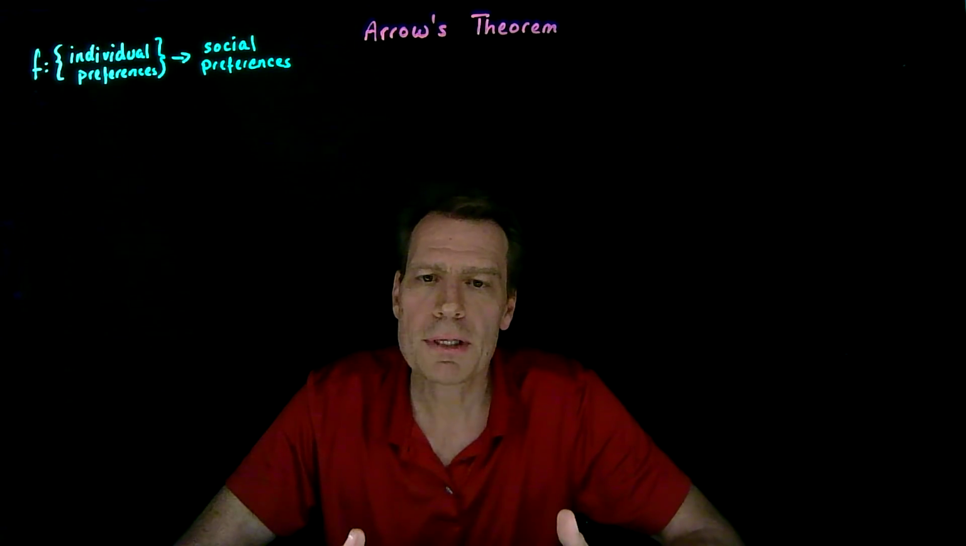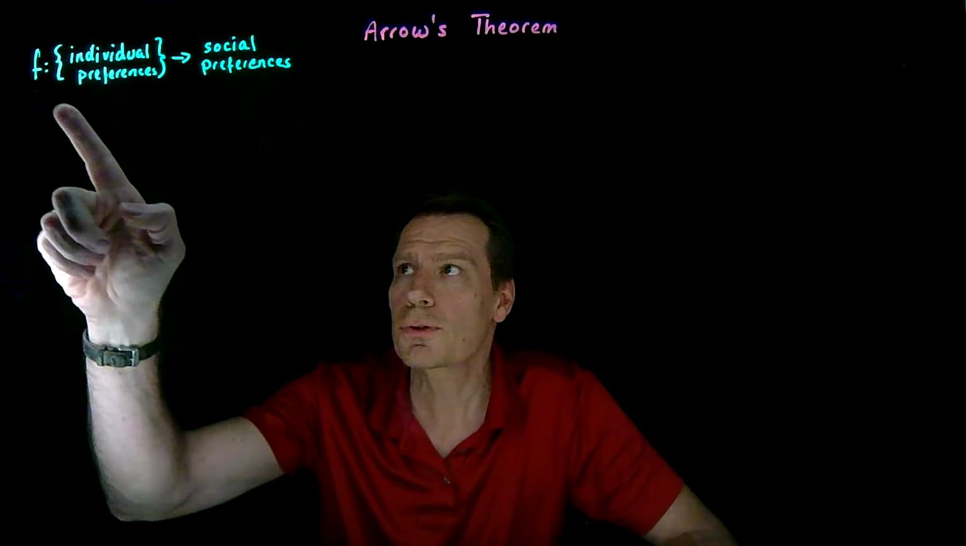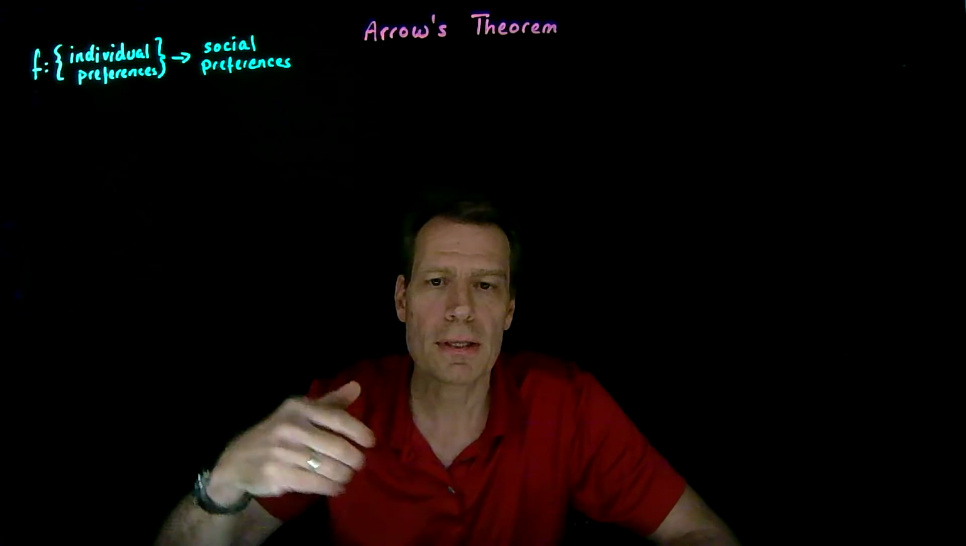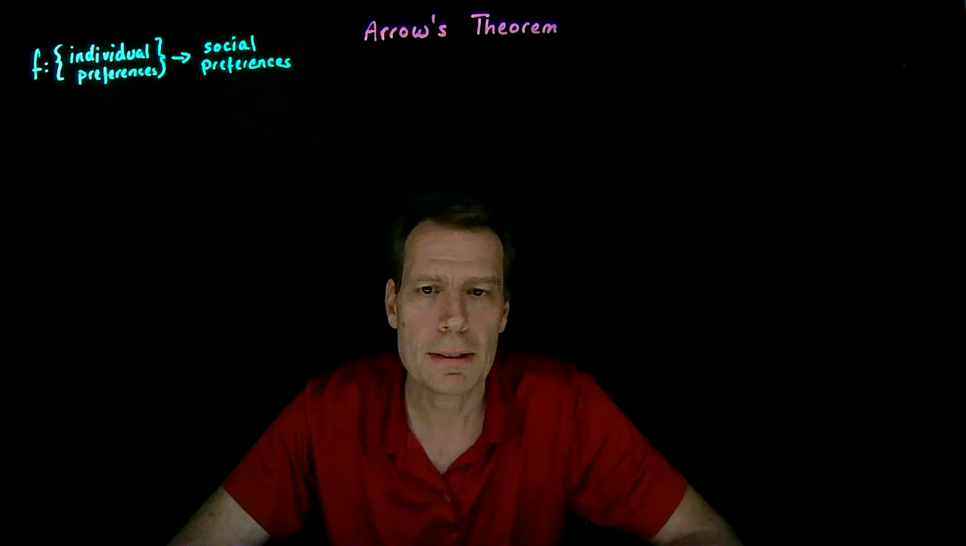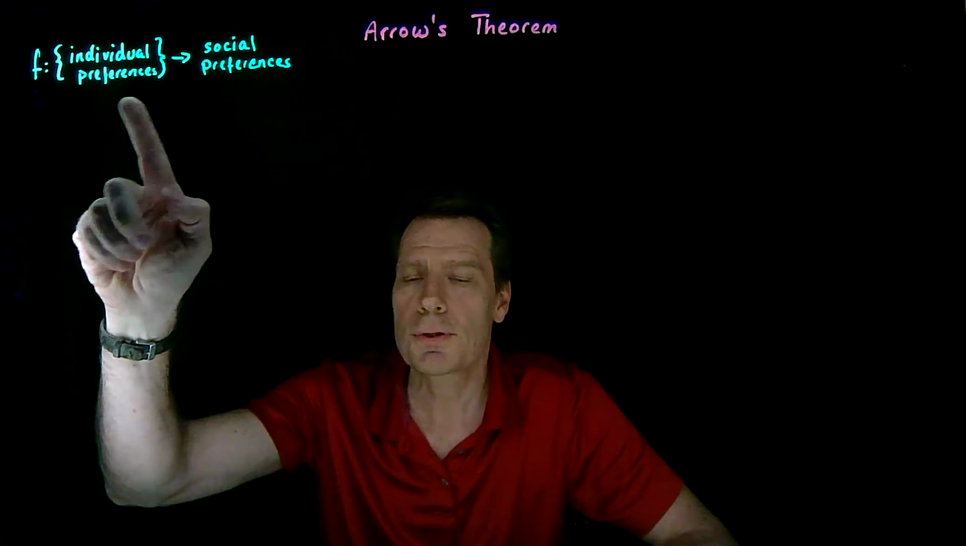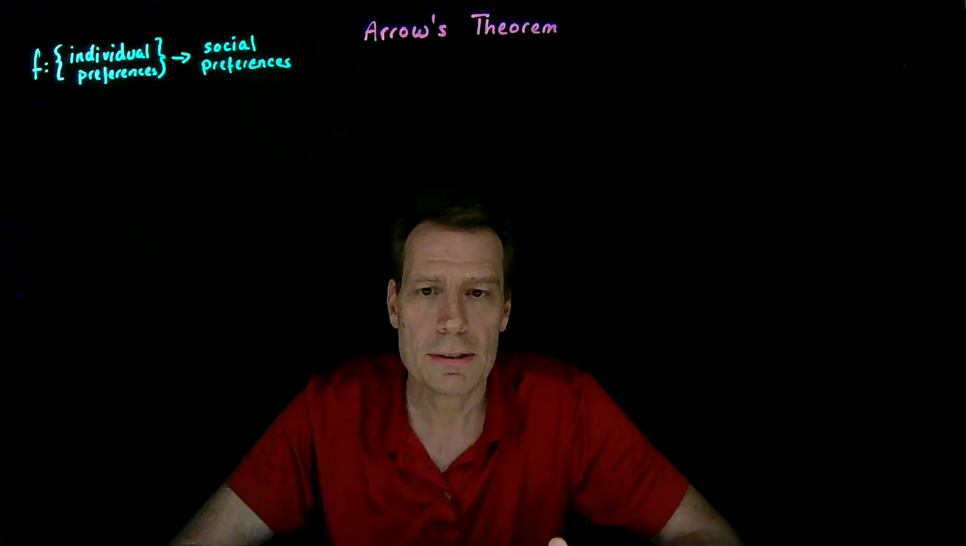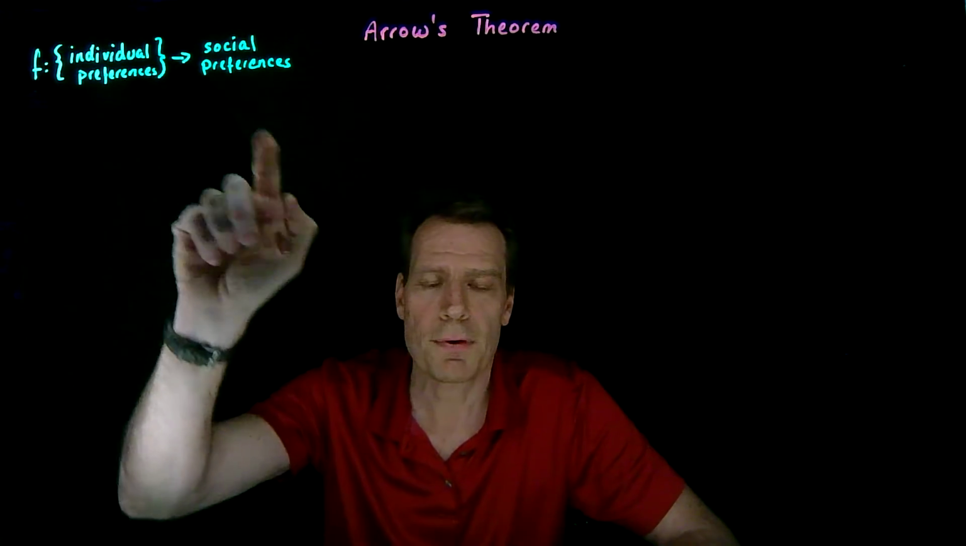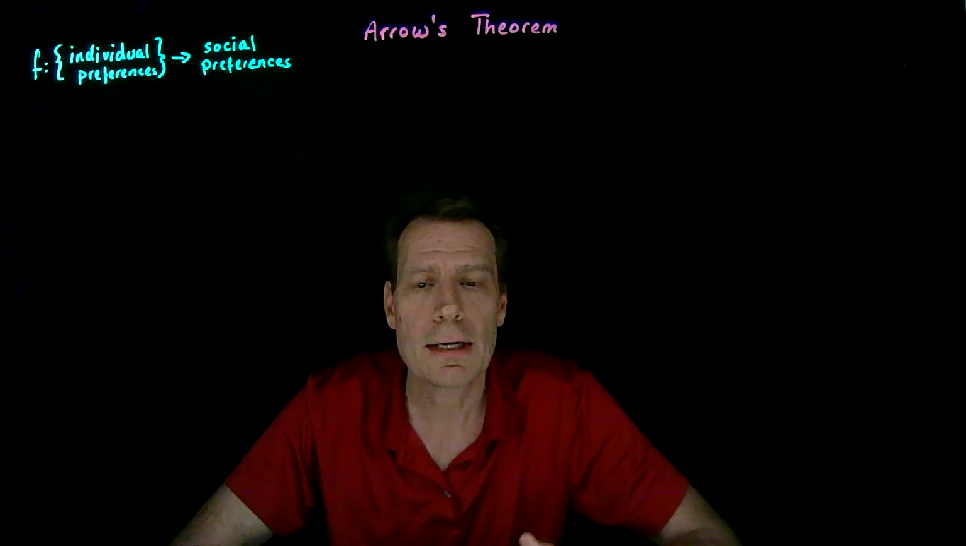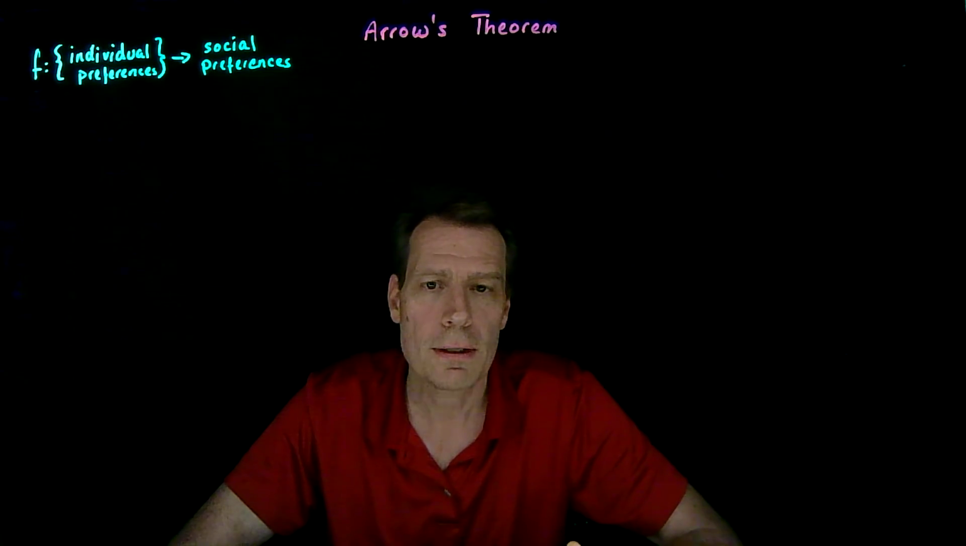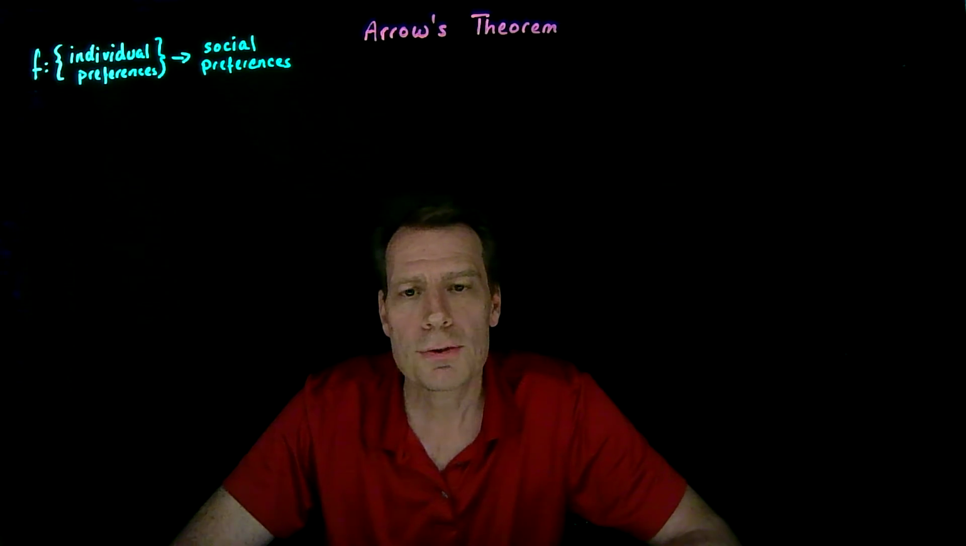So Ken Arrow set himself a challenge. What kinds of social choice functions that represent democratic processes might there be that aggregate individual preferences over social states into a social preference over those social states that can help us determine which social state to implement? So how would he go about solving that challenge?